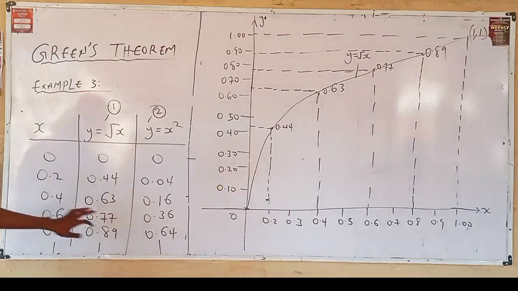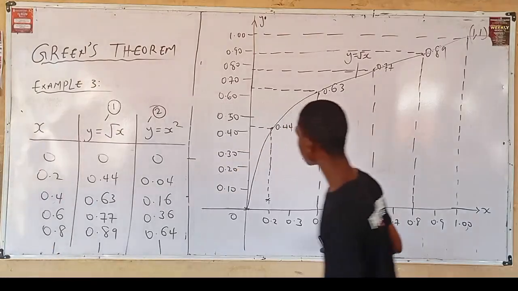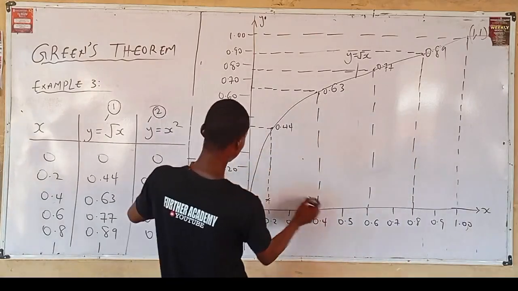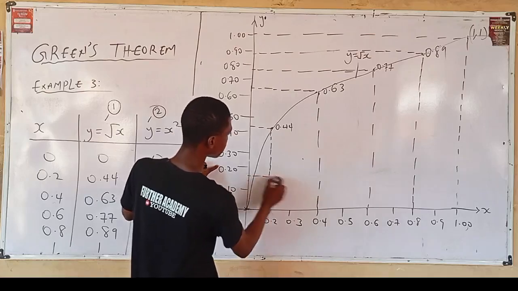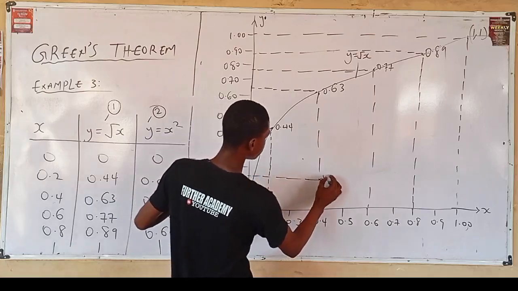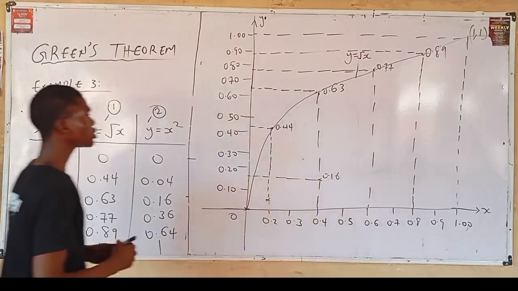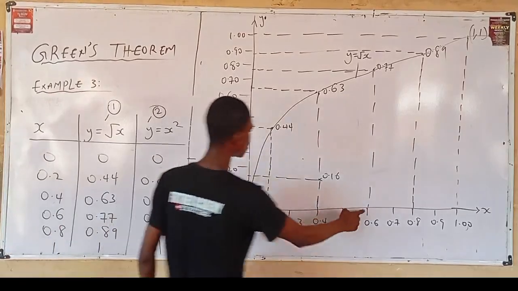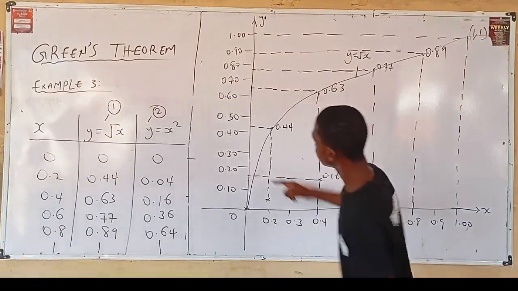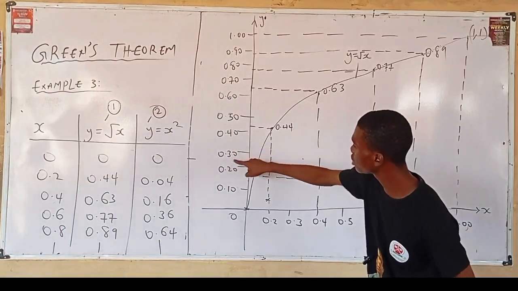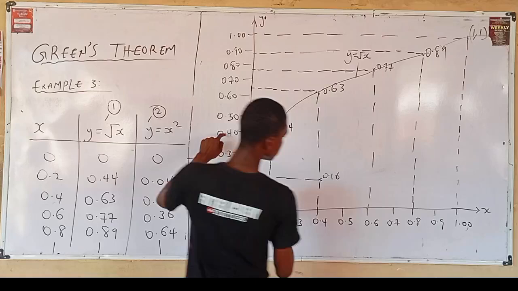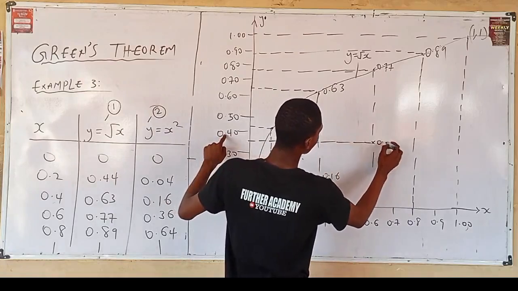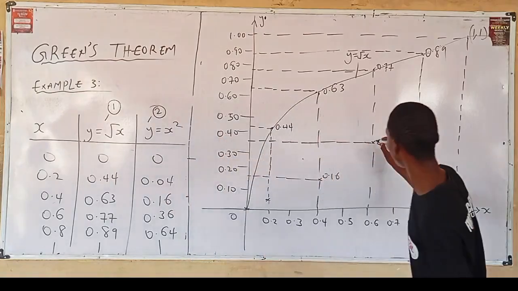Now the next one, 0.4 to 0.16. This is 0.4, right? So 0.16 will be between 0.10 and 0.20. So let's plot it just like the way we did for the first one. So let's say this is 0.16. Next up, I have 0.6 to 0.36. So if this is 0.6, 0.36 will be between 0.30 and 0.40. So let's say I have it here against 0.6. So 0.36, I also have it here, right?